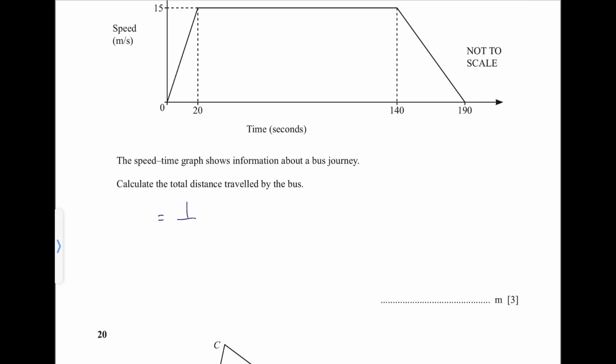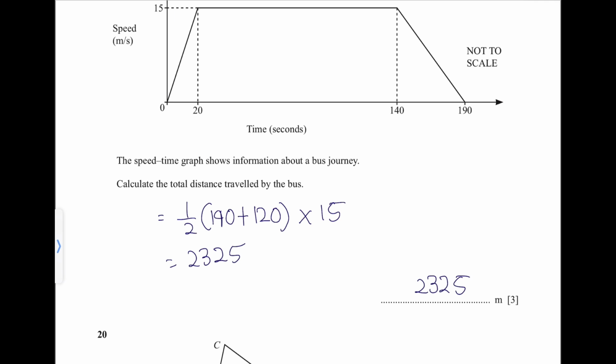So that would be 1 by 2, the a plus b, that is the top. The bottom is 190 seconds, and the top is basically 140 minus 20, that would be 120, times the height, which is 15. This is a simple way. You can also do the method with 2 triangles and a rectangle, it's completely fine, it works. That gives us 2325 meters, because remember the unit is given, so no worries, it's not physics.